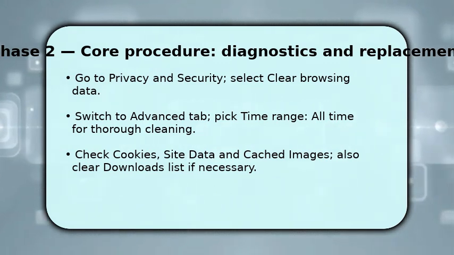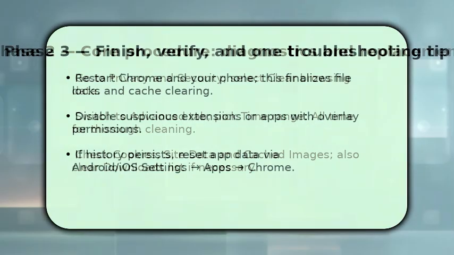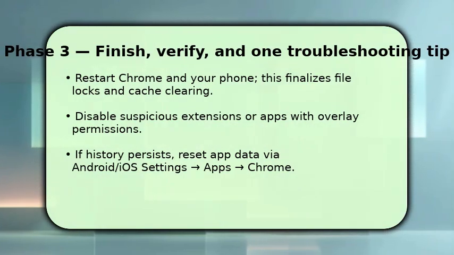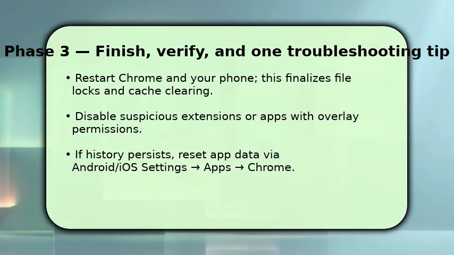After clearing, restart Chrome and then reboot your phone to finalize file cleanup. That helps remove locked files or background processes. Make sure extensions or apps with overlay permissions are disabled because they can record sessions. Turn them off and test again.